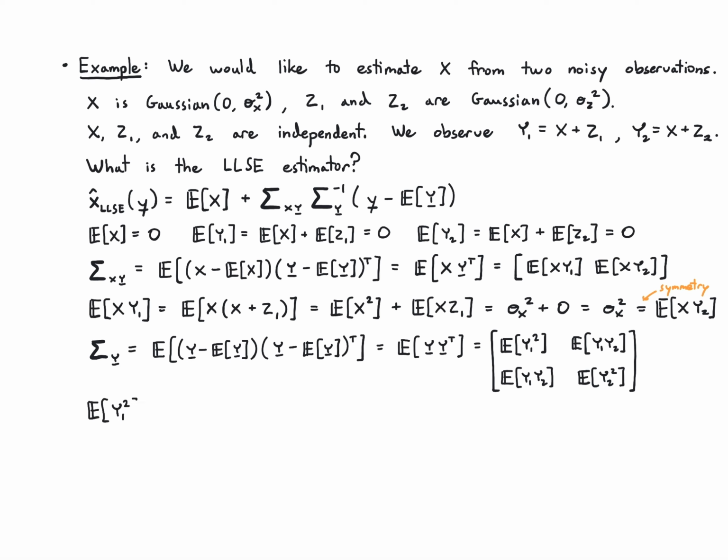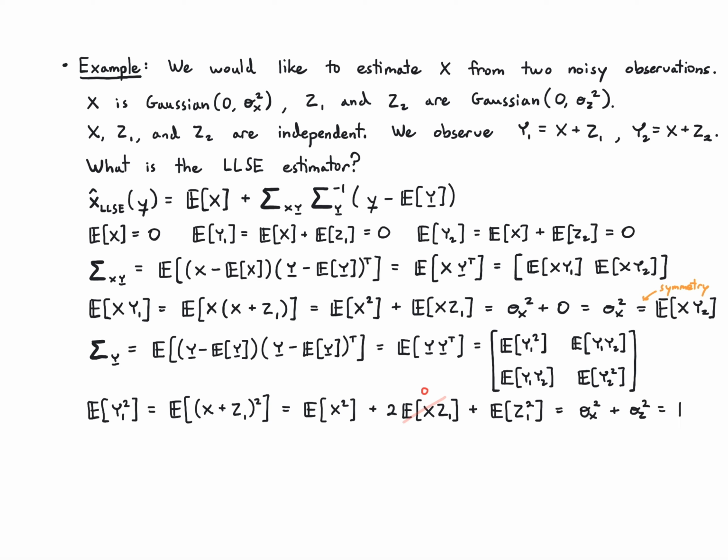The second moment of y1 is just going to be the expectation of the square of x plus z1, right? So expanding out that square and applying linearity of expectation, I get E of x squared plus 2 E of x z1 plus E of z1 squared. So that's great. I basically have all these terms. This middle one is 0 by independence, so I get sigma x squared plus sigma z squared, since these are both 0 mean. And this is going to be the same as E of y2 squared because of symmetry, and they basically just have z1 or z2. The E of y1 y2 term is going to end up being E of x plus z1 times x plus z2.